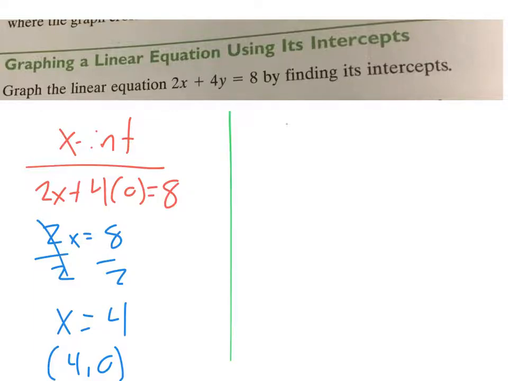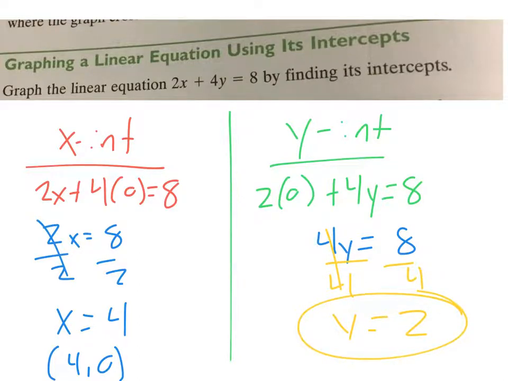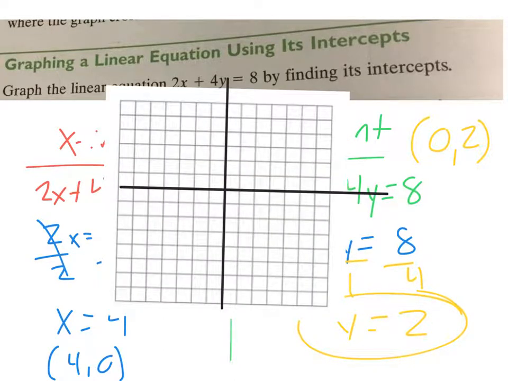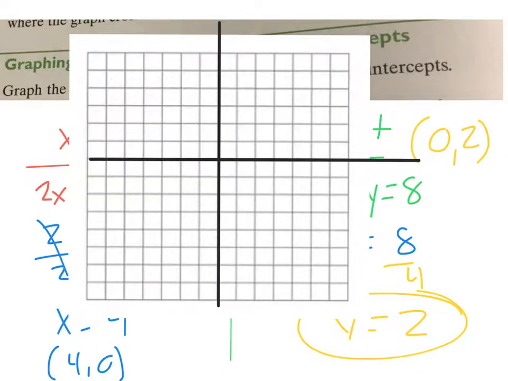Now, let's find the y-intercept. How do we find the y-intercept? Plug in 0 for x. So that gives 2 times 0 plus 4y equals 8. Simplifying that, 4y is equal to 8. Then we divide both sides by 4 to give y is equal to 2. So that means the point (0, 2) is on my graph. So now I know 2 points. It includes the point (4, 0), and it includes the point (0, 2).